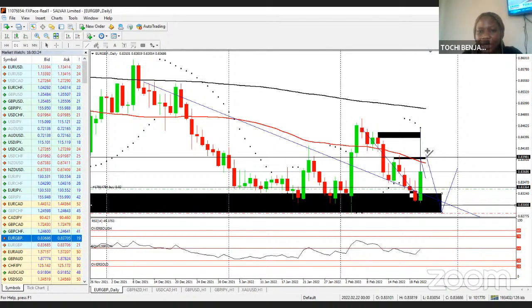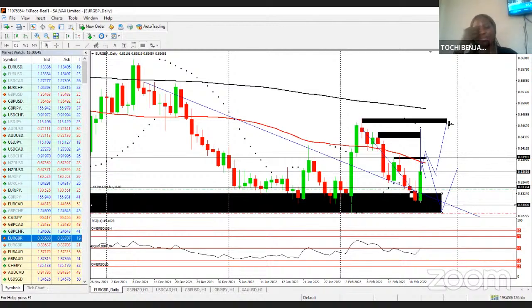This price can come here. Okay, then retrace. Then retrace before it starts going up to meet this other resistance. Now, this is a major resistance for me on the higher time frame, on the daily time frame.